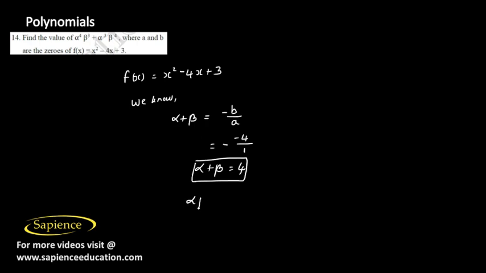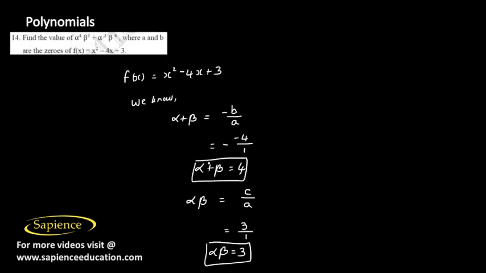And similarly, we know product of the zeros is equal to constant by coefficient of x square, which is equal to constant term 3 by coefficient of x square 1. Alpha beta will be 3. We have alpha plus beta value and we have alpha beta value. We need to find the value of this term, alpha power 4 beta cube plus beta power 4 alpha cube.